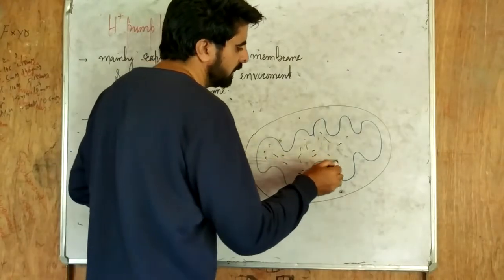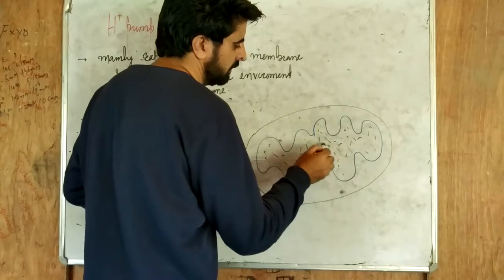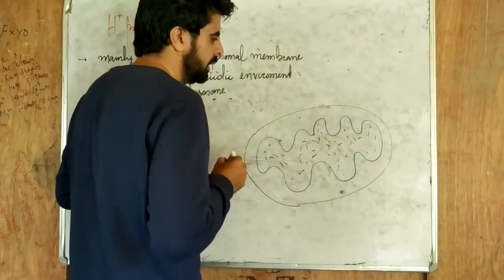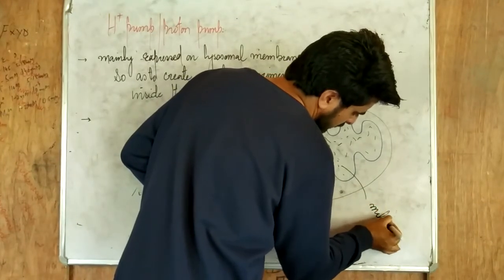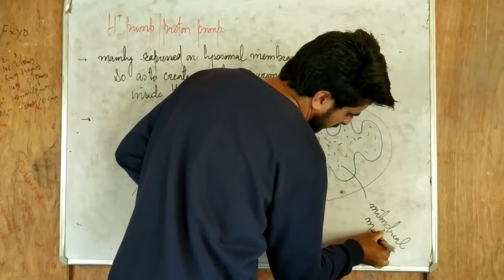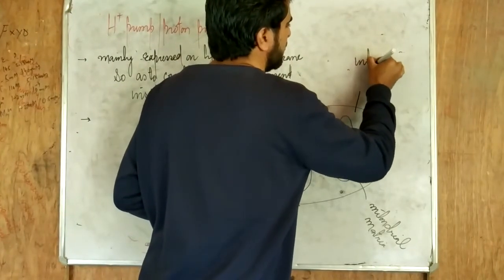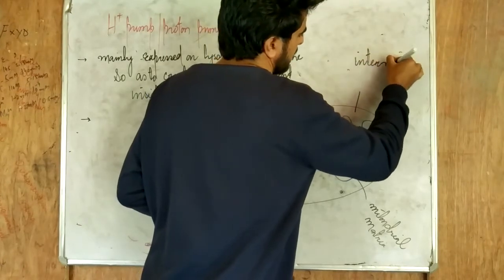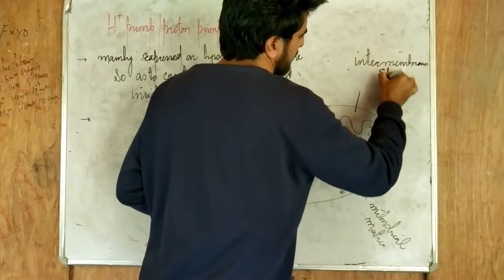This mitochondrial matrix is rich in protons. It is rich in protons, and this we call the mitochondrial matrix. And this is known as the intermembrane space.